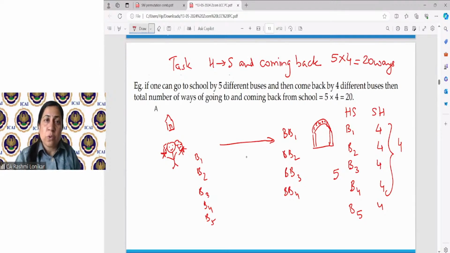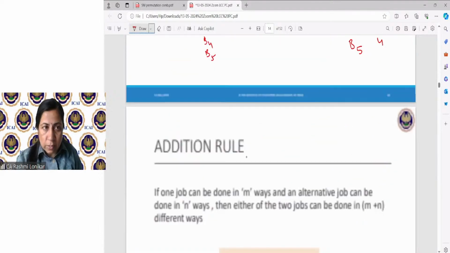Okay, this is known as the multiplication rule. When I have a job, what is the first job? Going to school. And once that is completed, when I'm in the school and have done my school timings and I want to come back, that is S2. So ये मेरा S1 जो अभी बताया था, and this is my S2. दोनों काम एक साथ करने के लिए there are 20 different ways.